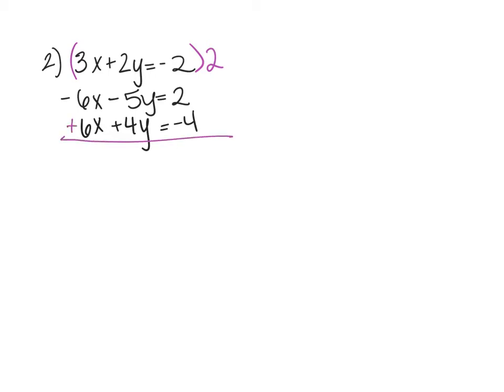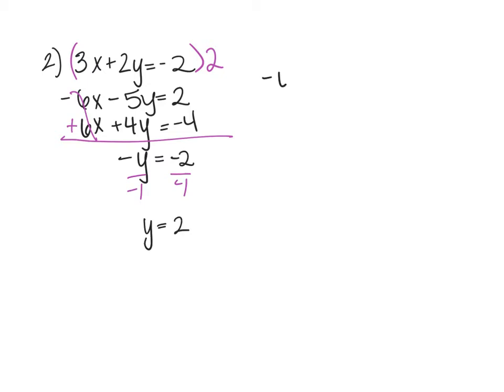And negative 6x plus 6x is 0x. So that's canceling. And you need to make sure you actually think about that step so that it actually does equal 0. Because a lot of times students will multiply by something and forget to make it negative, and then it doesn't actually cancel out. So negative 5y plus 4y is negative y equals negative 2. And then we can divide by negative 1 to get y by itself. So y in this case is positive 2.